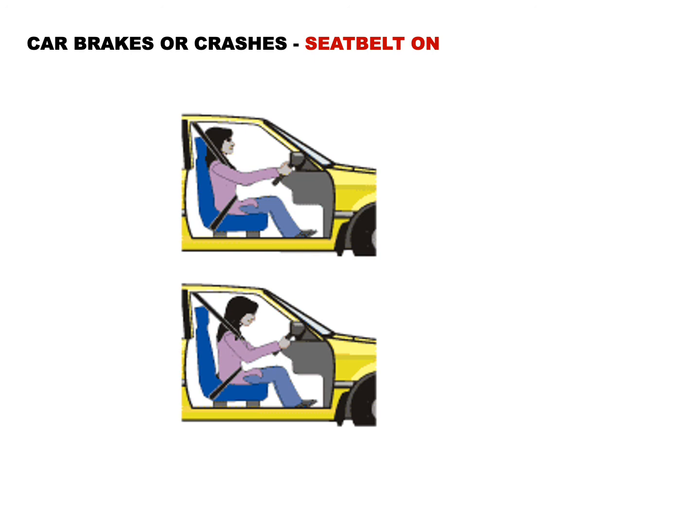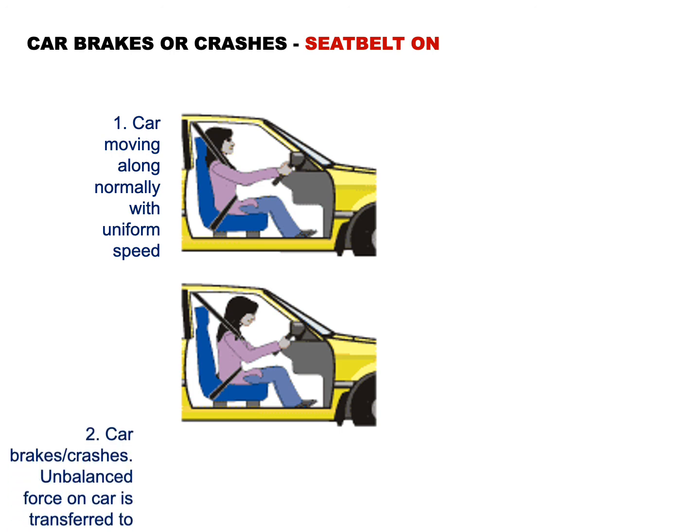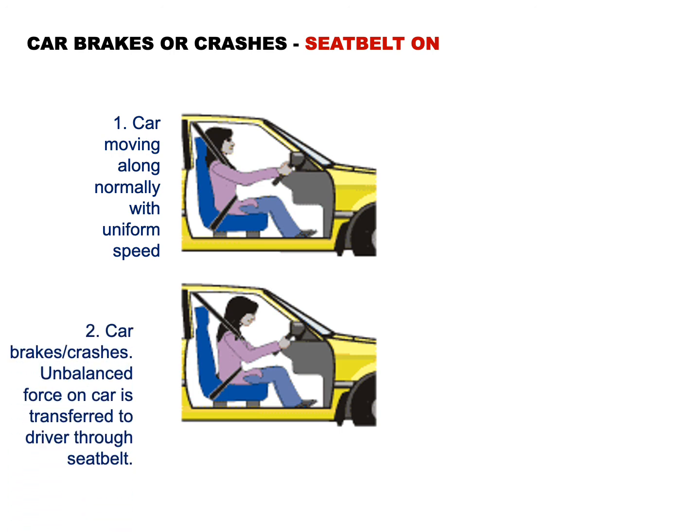Well, in the upper diagram, you can see the car is moving along with a nice uniform speed. Everybody is happy. Nothing really to write home about there. However, in the lower diagram, the car is either braking very heavily, because it's an emergency stop, or it's crashing.